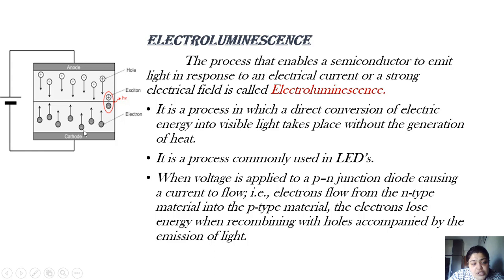The electron had energy. From where did this energy come? It came from the connected battery. Now the electron has recombined with the hole, so where will the energy go? It will be released in the form of a photon. So this is the process of electroluminescence. We will be discussing this process in detail in the topic LED, which I'll be covering in my next video.